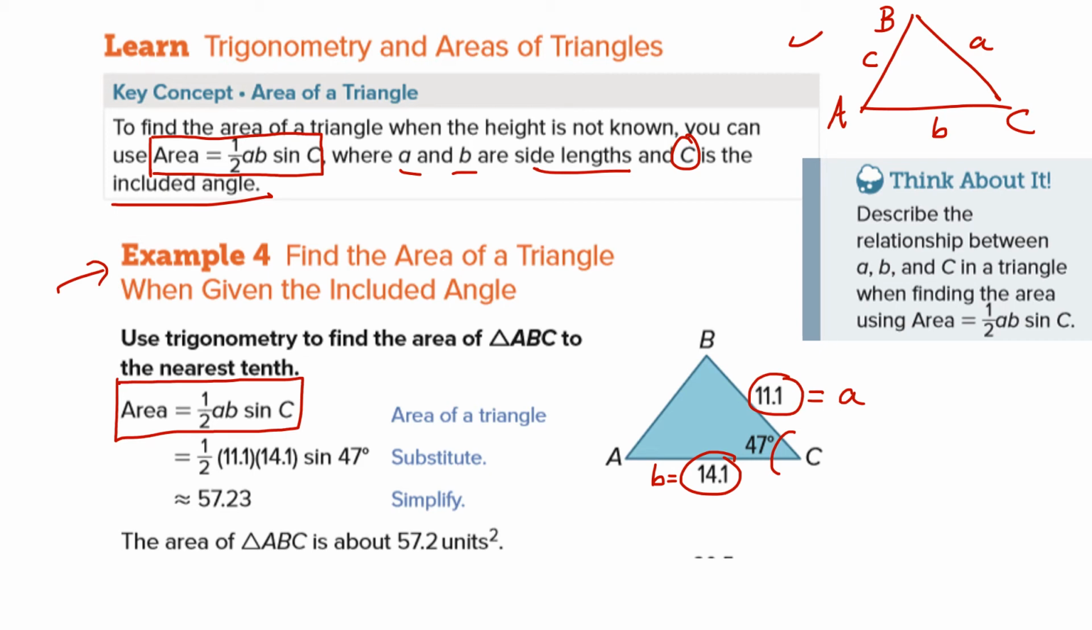Just plug in the values. Use your calculator to simplify, and this comes out to be 57.23 unit square. Because it's an area, remember the unit will have square because you are multiplying two side lengths. So whatever the unit is, if it is centimeters, it will be centimeter square. In this one, no unit was mentioned, so you can take unit square for the area. I hope this is understood.